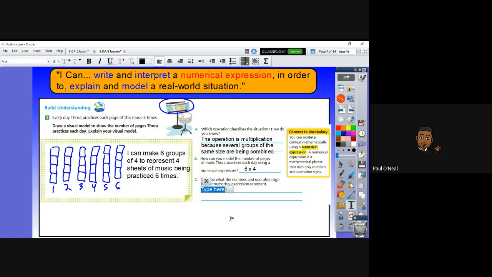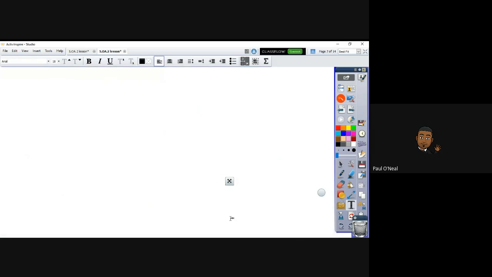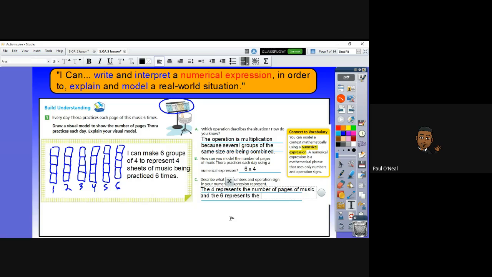We could basically say the 4 represents the number of pages of music, and the 6 represents the number of times she practices each page. Now, I'm not done.